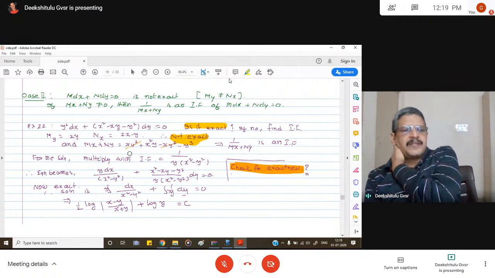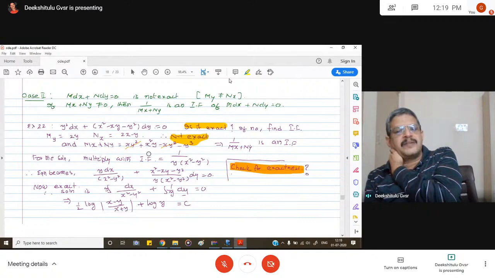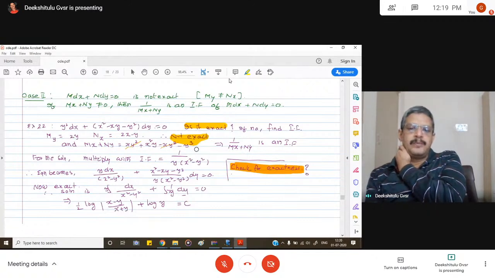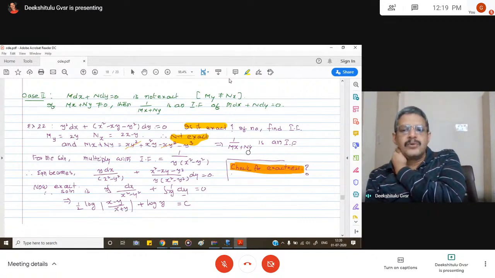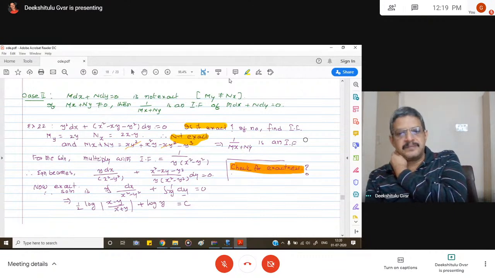So what is Mx plus Ny? This is M into x, that means xy square, plus N into y, x square y minus xy square minus y cube. If you cancel this xy square, we will be left with x square y minus y cube, which is not equal to 0. So because Mx plus Ny is not equal to 0, 1 by Mx plus Ny is an integrating factor.